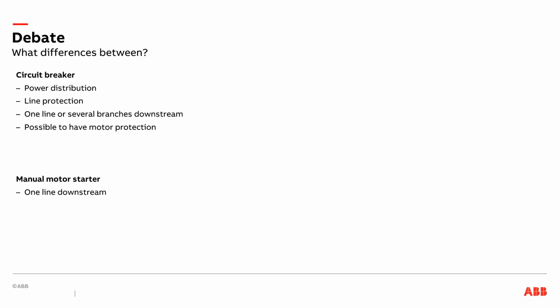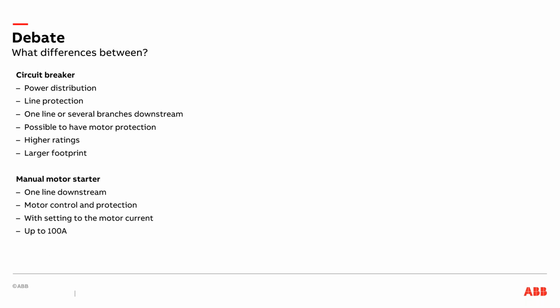Circuit breaker can be used for motor protection as well. As I've just mentioned, we have special trip units in our MCCBs. Manual motor starters can be used for motor control as well as protection. They are specially designed for that. We have a setting knob, and we need to set the current of the motor. Circuit breakers are in higher ratings, anything above 100 amperes, and they go up to 500 or 600 amperes, whereas a manual motor starter can go only up to 100 amperes. Circuit breakers have a larger footprint, whereas manual motor starters are very compact.